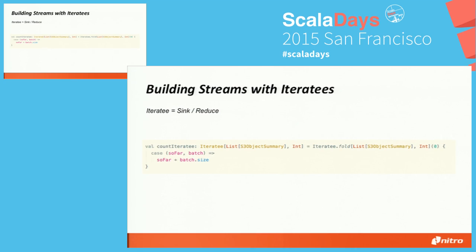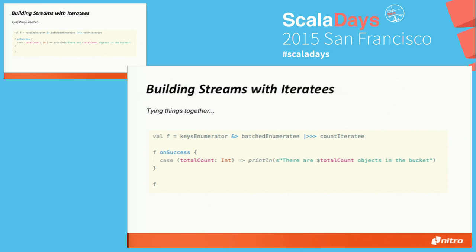And finally, now that we've formed that stream and batched it, we're going to count all the elements. We're basically the reducer, the consumer, the iteratee in this nomenclature. So for every batch, we simply add up the size. Now we're going to tie these things together: take the enumerator stream, pipe it through the transformer, and then into the reducer, and that produces a future of integer when it's all done, and you can find out your total size.